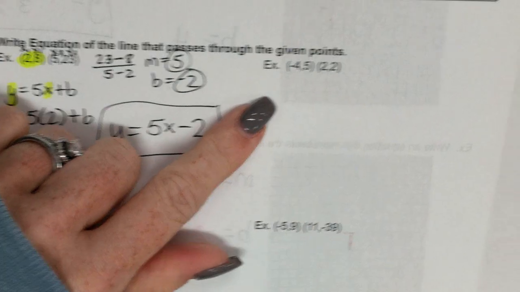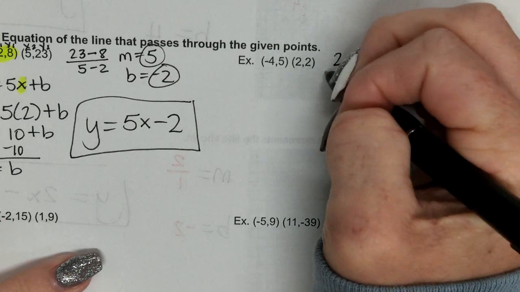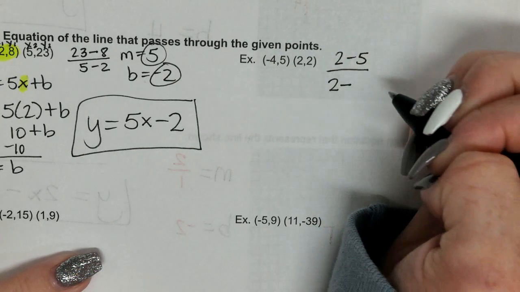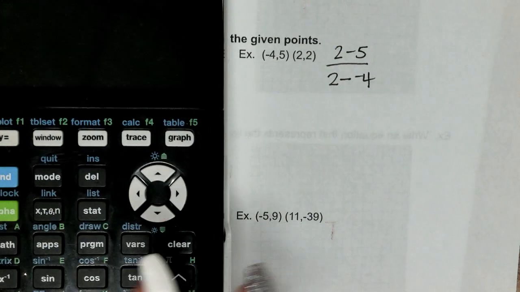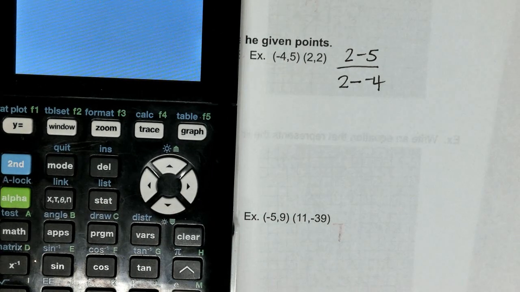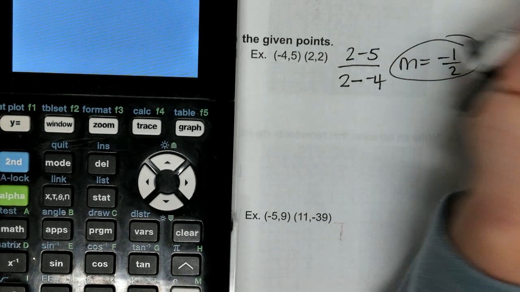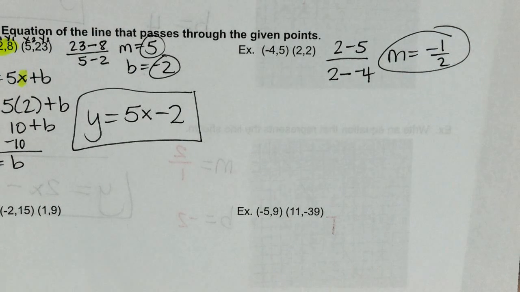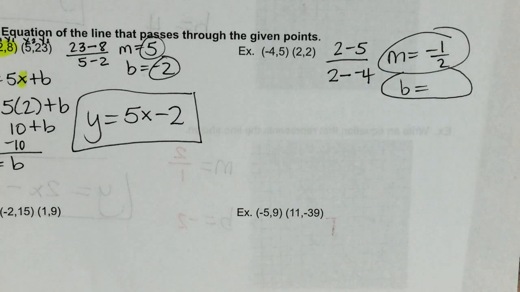Okay, so we're on this one. You should have done y2 minus y1 over x2 minus x1, which is negative 4. Yes? Okay, so I'm going to go to y equals 2 minus 5 over 2 minus negative 4. What is my value of m? Negative 1/2. Now, my whole point is to write an equation with an m and a b, so I now need a b. That's my next job. Okay?